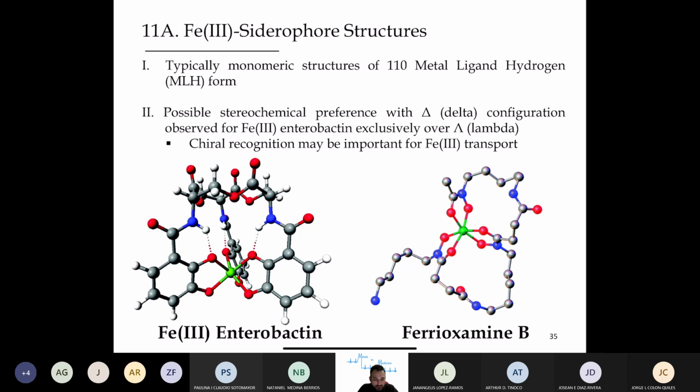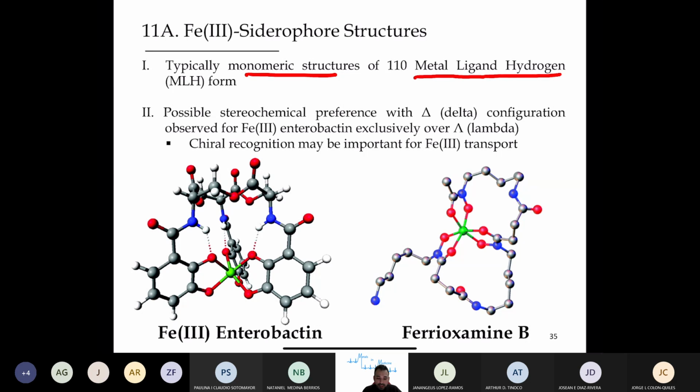at the hydroxamate moiety. All right, so typically what you're going to see are monomeric structures. What I mean by that is you're going to have these mononuclear compounds that are their own entity, monomeric, as opposed to being dimeric, trimeric, polymeric. The typical representation of this compound is to use what is known as a metal ligand hydrogen formulation, which is how many metals are in the compound, how many ligands are involved, and how many hydrogens are associated with the ligand.